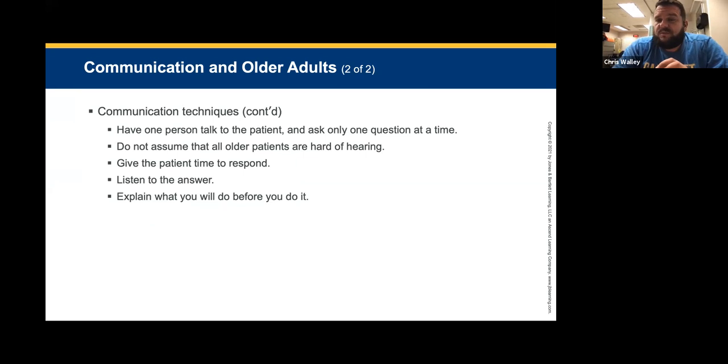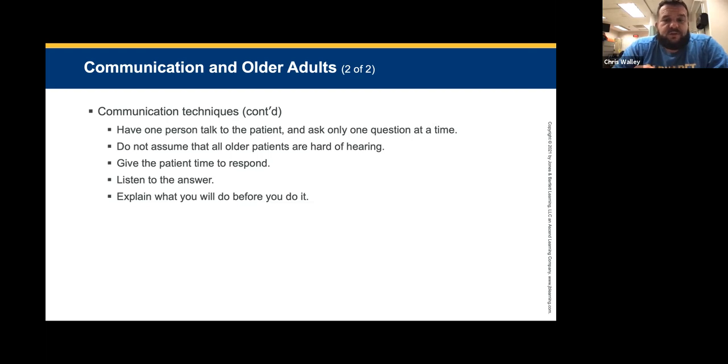Give the patient time to respond unless the condition appears urgent. Listen to the answers the patient gives you. Give them the same respect that they are giving you to speak fully. Get your question out. Listen. If you have a question, make sure you just note it and you go back to it.